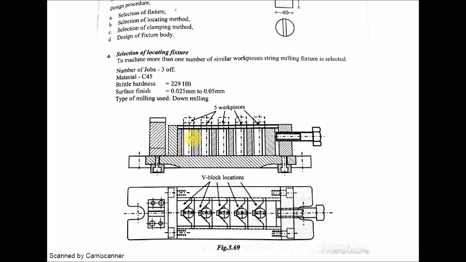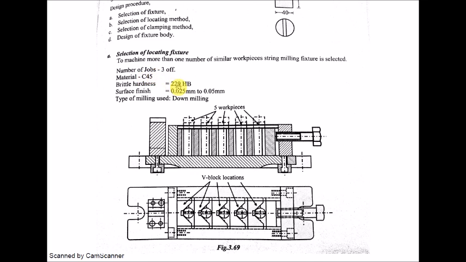So for this, as you can see here, you have 5 workpieces. Example is shown here. If in the question you have to mill say 3 workpieces, then we go for 3 V block locators. In this case, they have assumed 5 workpieces, so 5 V block locators are used. As you can see, these workpieces are strung behind each other in line. So that's why this is called a string or a line milling fixture.